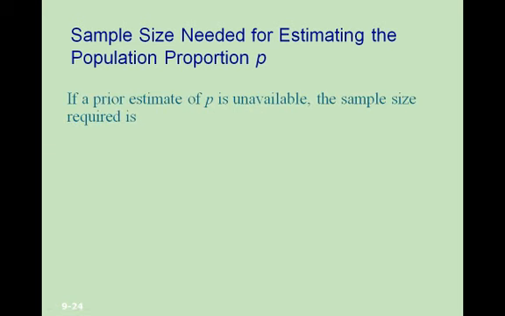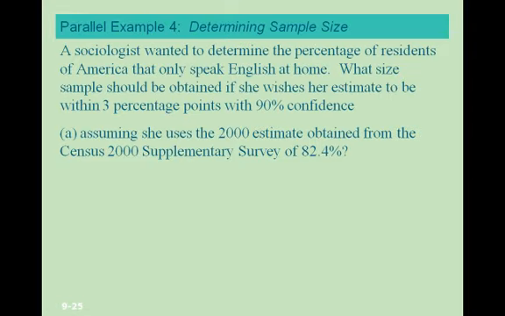If a prior estimate of p is unavailable, the sample size required then is given by this formula. We use the value of 0.25, which we saw in our earlier picture, times z alpha over 2 divided by E squared. So let's look at an example where we'll use both of these formulas to determine the sample size.